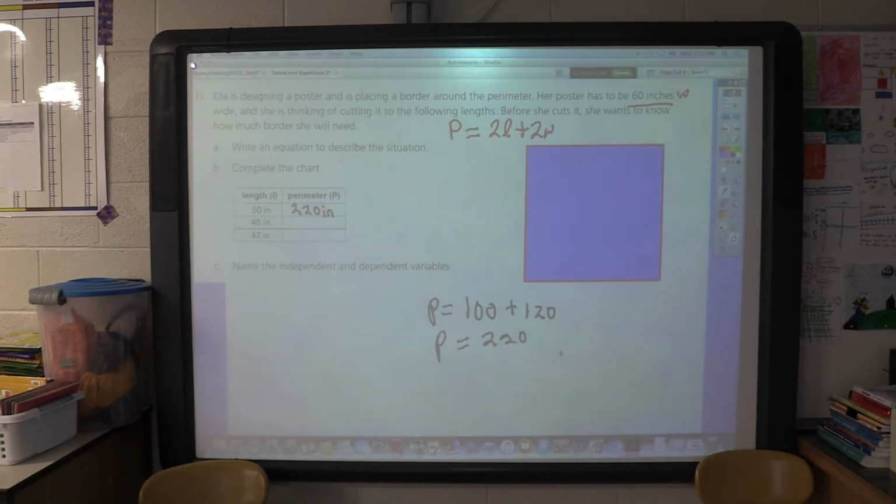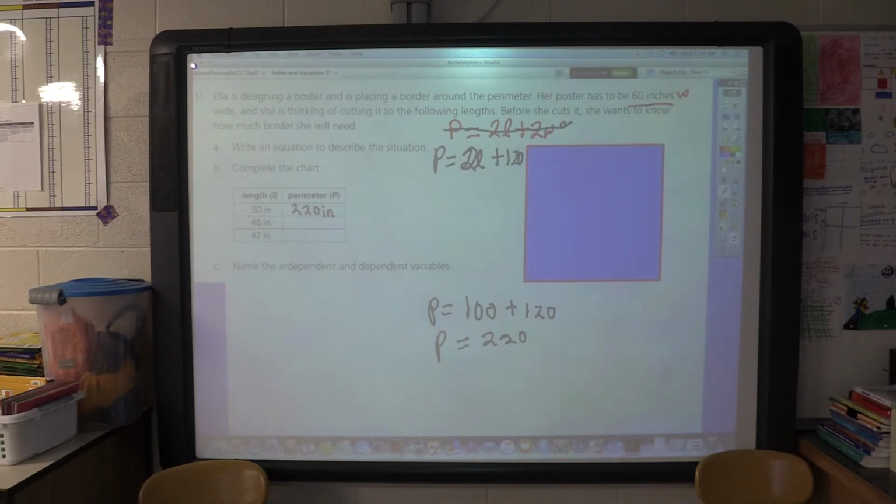Now, I think I'm going to change my equation. I'm going to change it, boys and girls, because while the 2L is going to change every time, because we have 2 times 50, 2 times 45, 2 times 42, is the 2W going to change? It's going to stay 60, isn't it? 2 times 60, and isn't 2 times 60 120, we said? So I'm going to change my formula to P equals 2L plus 120. So I'm going to change my equation to this one. You see it? And I'm going to draw a line through this one because I'm going to let this be my equation.